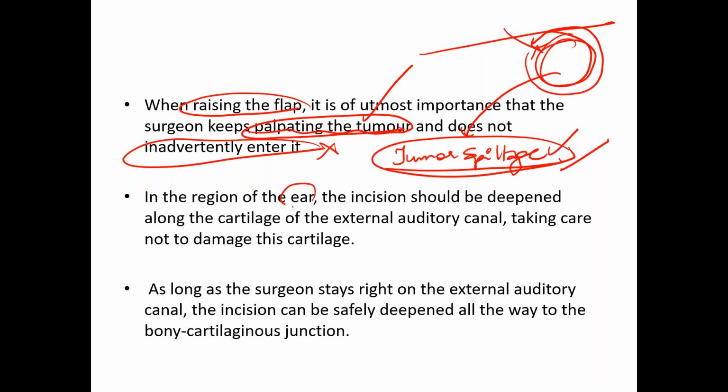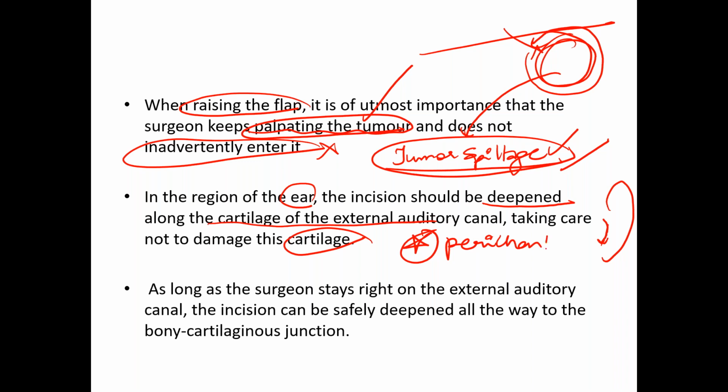In the ear region, the incision should be deepened along the cartilage of the external auditory canal. When you are doing surgery at this particular point, it should be deepened as deep as the cartilage. The cartilage and perichondrium should not be damaged. If the perichondrium is damaged, it leads to perichondritis. So these are the words that you should know.